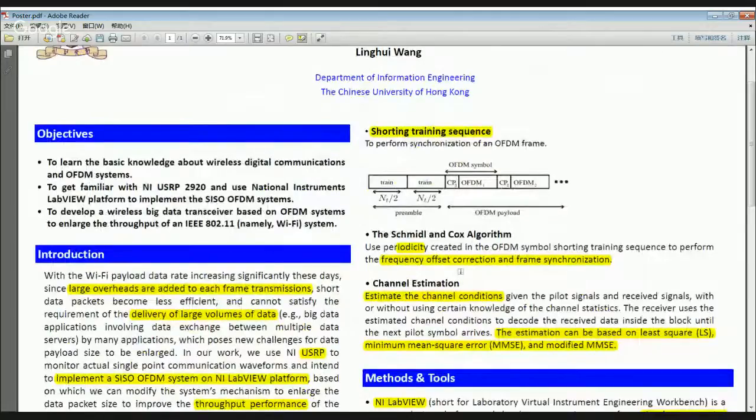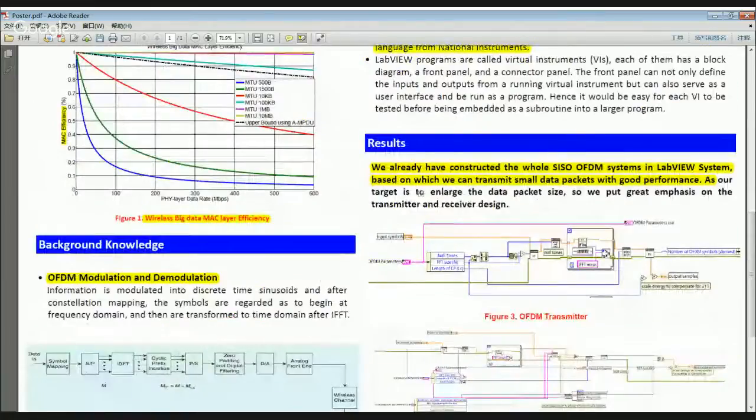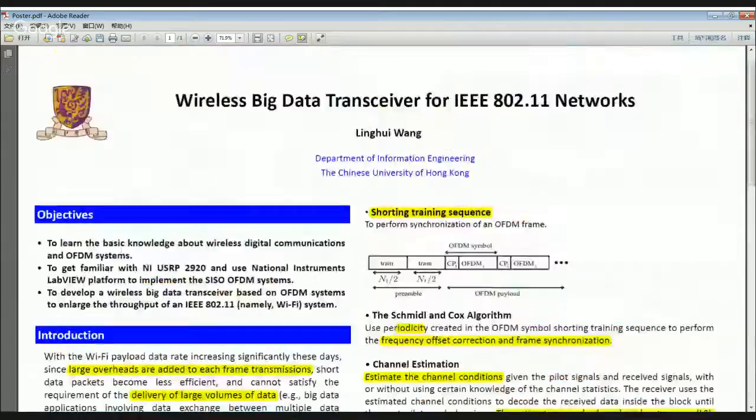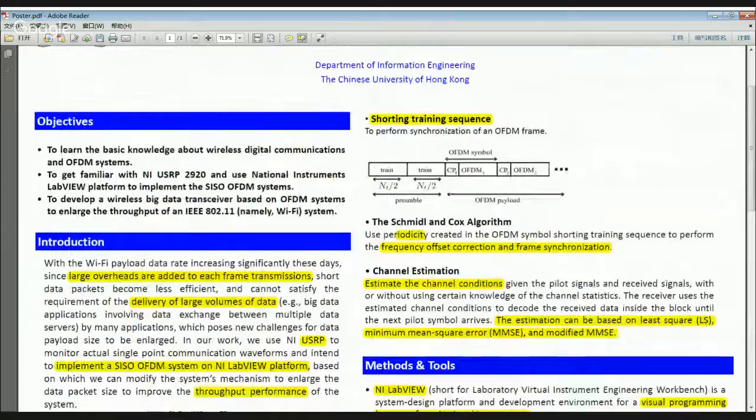So this is our overall project. In the first semester, we constructed the SISO OFDM system using these algorithms, and in the next semester we will mainly focus on how to modify the transmission and recovery part in order to send large packet sizes with high throughput. Okay, thank you.